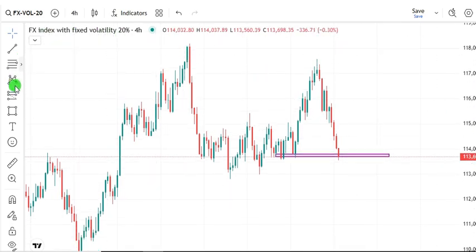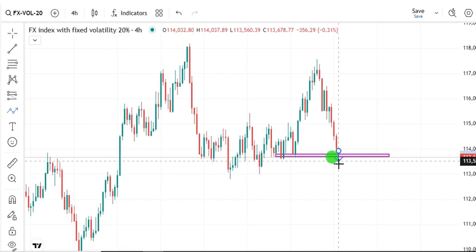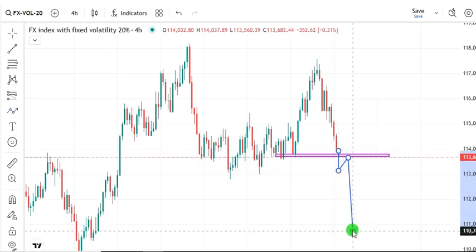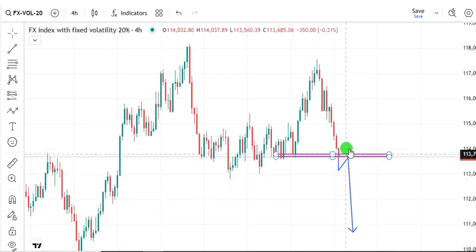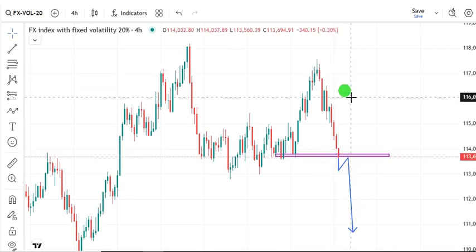I'm just trying to make this as fast as possible, so you can just go through it and compare it to your own analysis. So I'm waiting for this to break below this, test it, then think of going short on this. But then if you see reaction and rejections here, think of going long to this level.